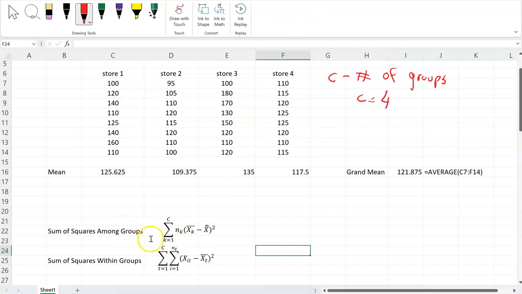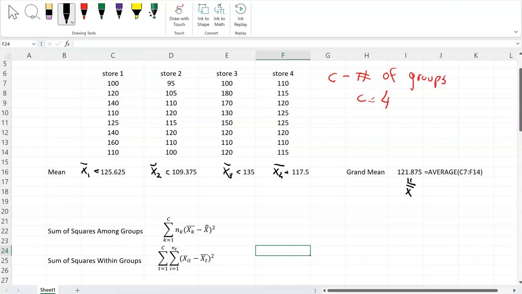And what it is telling us for sum of squares amongst groups is that we take xk bar, so basically the average of each store. So this number is going to be x1 bar. This is x2 bar. This number is x3 bar. And this number is x4 bar. We are subtracting each of these averages from the grand mean, which is x bar bar. It has double bars. And we multiply each number by the number of observations in each group.